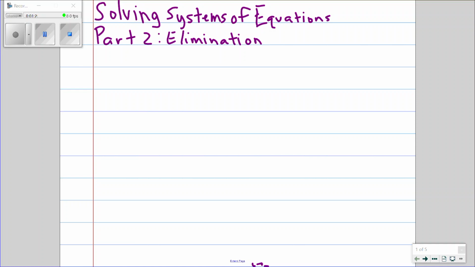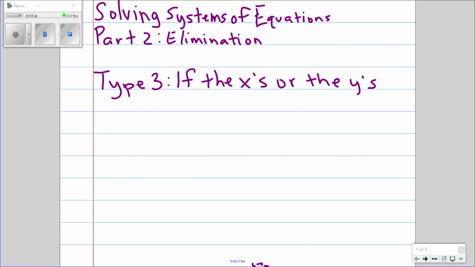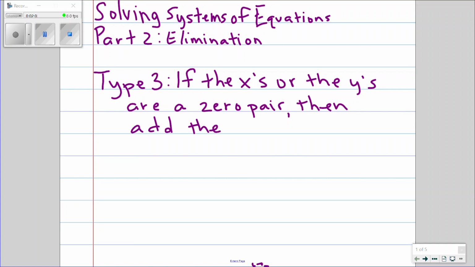So we're going to start today with a type 3, which is if the x's or the y's are a zero pair, and we're going to add the equations. So if the x's or the y's are a zero pair, I'm going to go back and underline zero pair because that's the important part there. If they're opposites, then we're just going to add the equations together. So it's going to look like this.